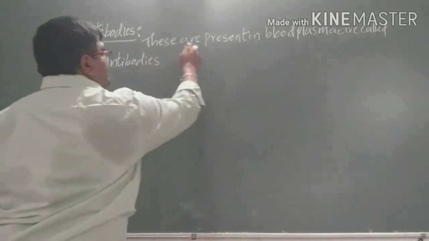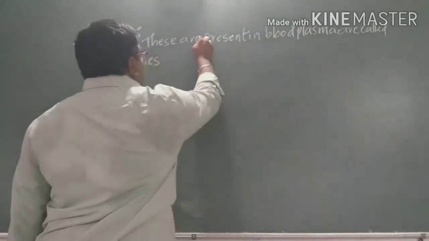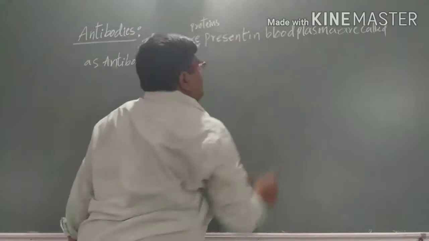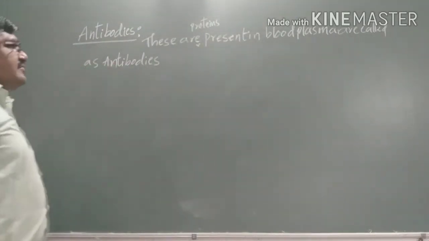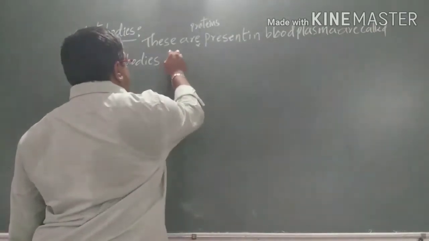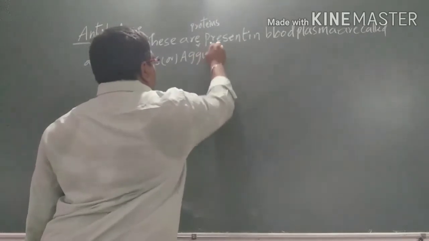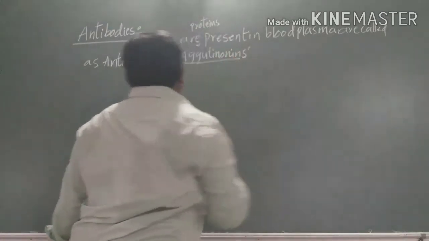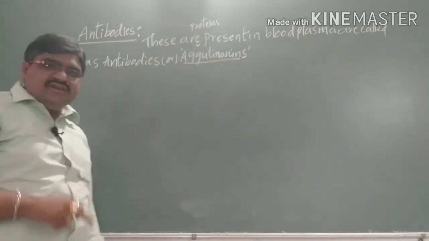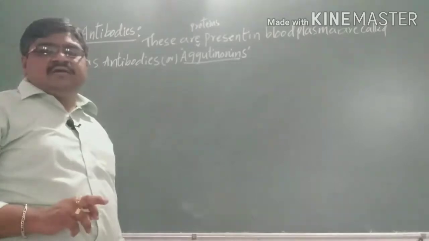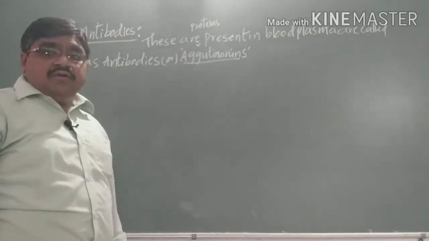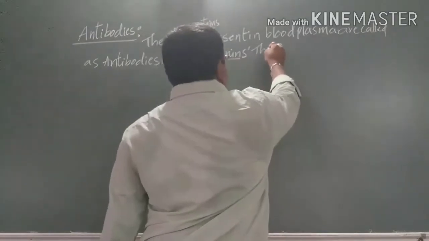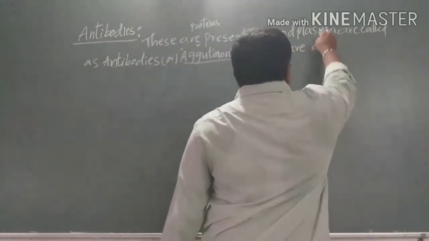That means these are the proteins present in blood plasma, called antibodies, or otherwise you can call them agglutinins. That means here antigens are called agglutinogens and antibodies are called agglutinins. And here also there are 2 types of antibodies.